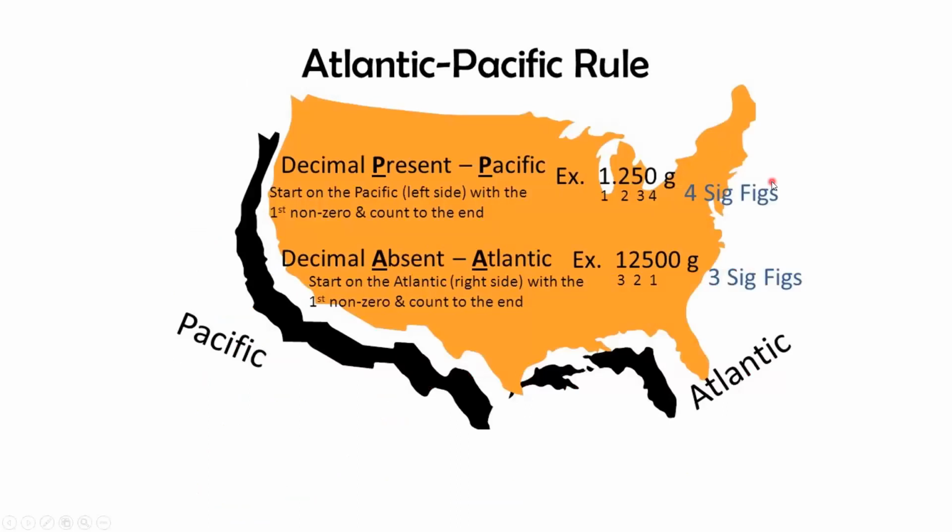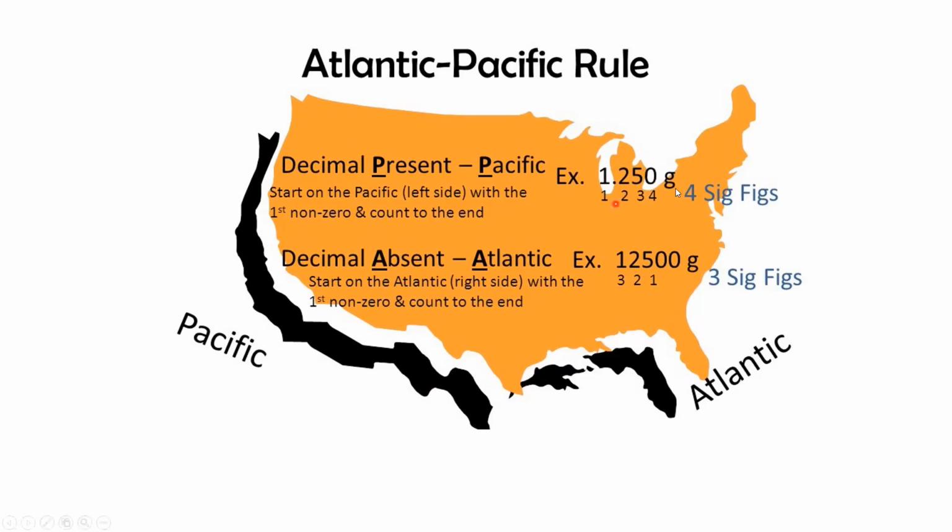And then one other way you can remember how we treat zeros as significant or not is what's known as the Atlantic and the Pacific rule. Both of these are dealing with the decimal. So think about it as absent and present, in terms of whether there's a decimal in that number or not. If the decimal is present, we're thinking about Pacific, and the Pacific Ocean is on the left-hand side of the United States. So what we're going to do in that case is start at the non-zero furthest to the left.